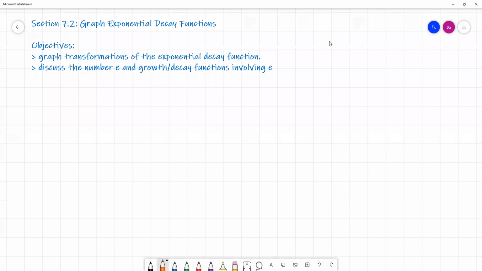Okay, here's our last section for right now in terms of exponential functions. 7.4, we're going to talk about the other function that we're focusing on for chapter 7. So here's the last little bit about exponential functions. We're talking about exponential decay, same idea, graph transformations of it.